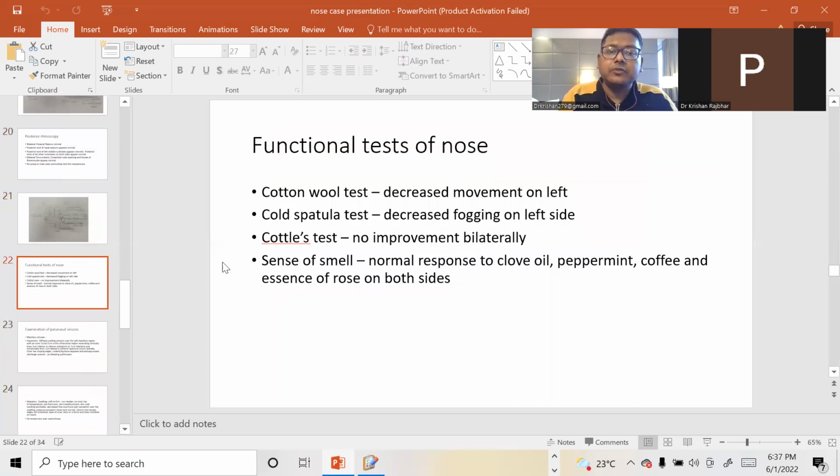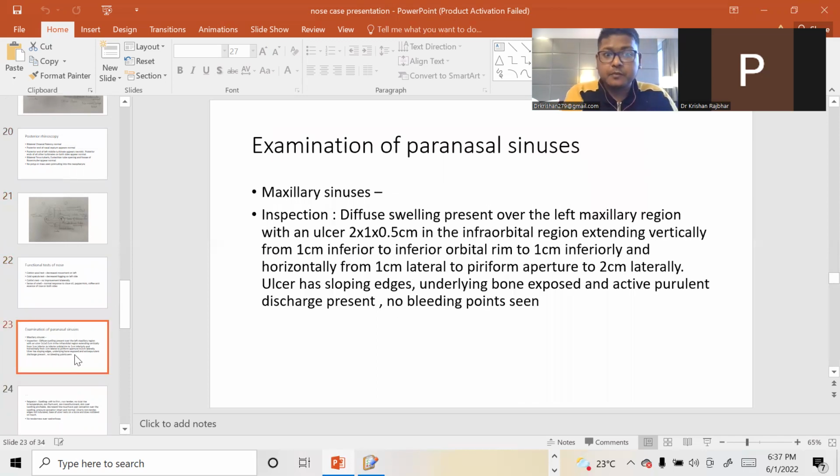Functional test of the nose. So cotton wool test: decreased movement on the left side. Cold spatula test: you should know how to do this. We'll make a video on these also. So cold spatula test, decreased fogging on the left side. Cotton wool test, no improvement bilaterally. Sense of smell: normal response to clove, peppermint, coffee, and essence of rose on both sides.